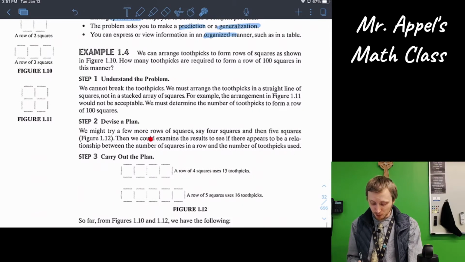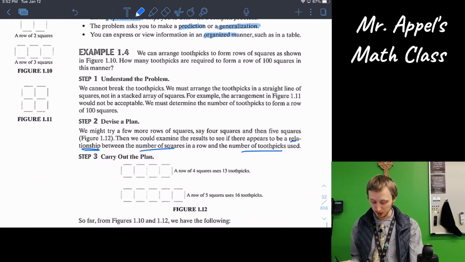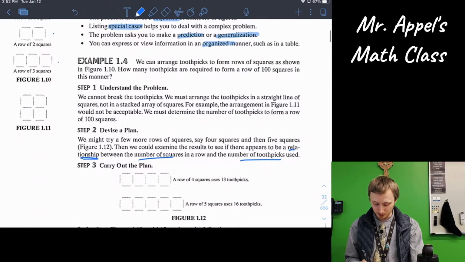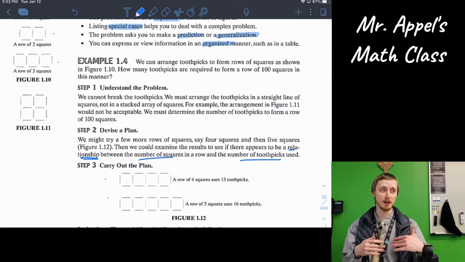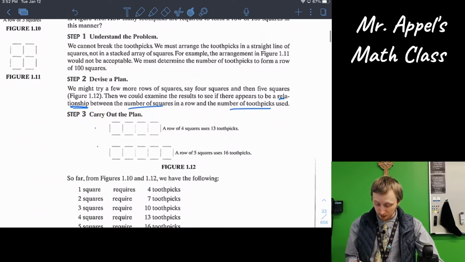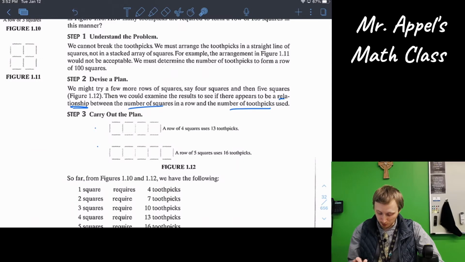Well, we might try a few more rows of squares, say 4 squares and 5 squares. Then we could examine the results to see if there appears to be a relationship between the number of squares and the number of toothpicks, right? A relationship between number of squares and number of toothpicks. So we're trying to find that pattern. Notice we've already determined that 3 was not enough. We want to go to 4 or 5 just to be sure we have the proper pattern there. So we do that. Create a row of 4 and a row of 5 using 13 and 16 toothpicks respectively.